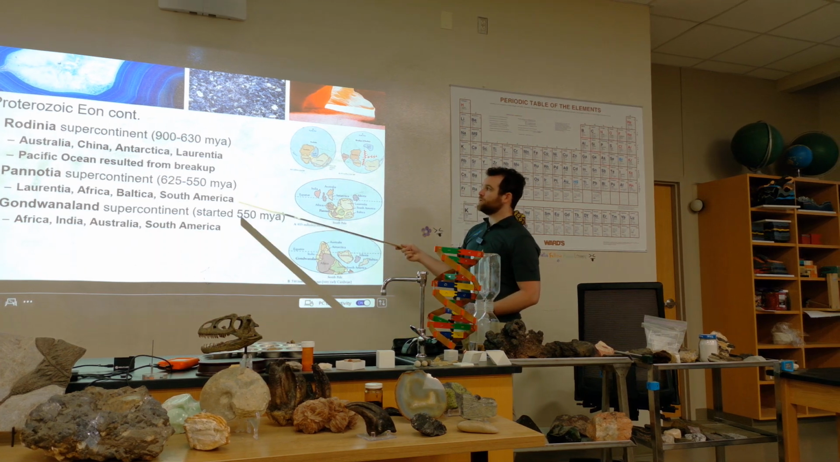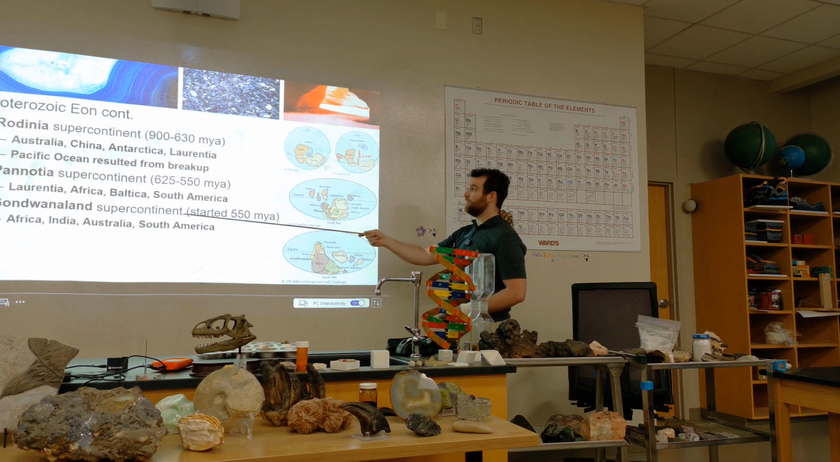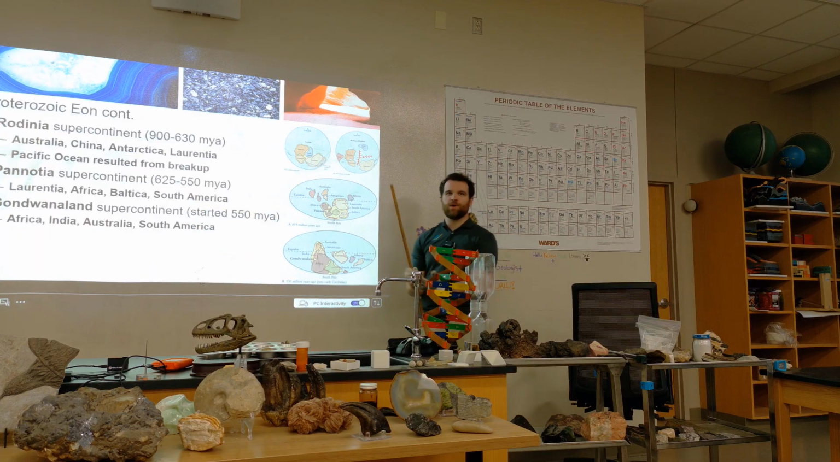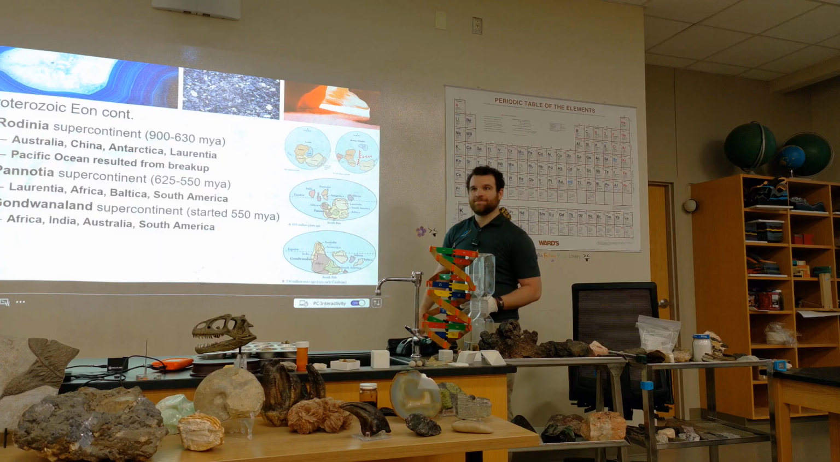Okay, so in Pannotia, from 625 to 550, we have Laurentia, Africa, Baltica, South America. So it's just we keep swapping things in and out. All right. Did the drummer and singer go and find a different band? Yeah, sometimes we'll have several other continents going at the same time.